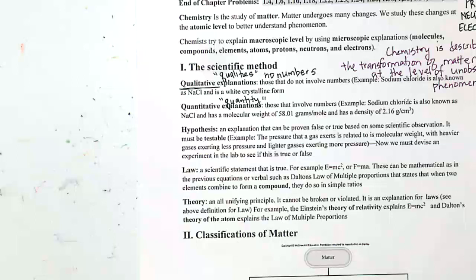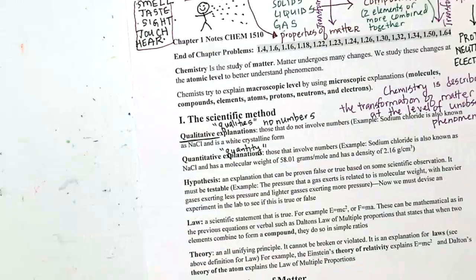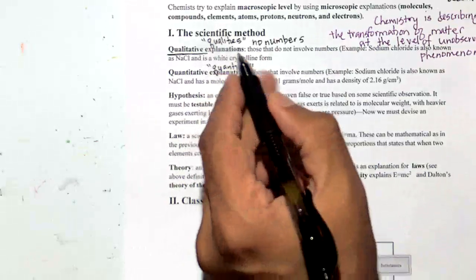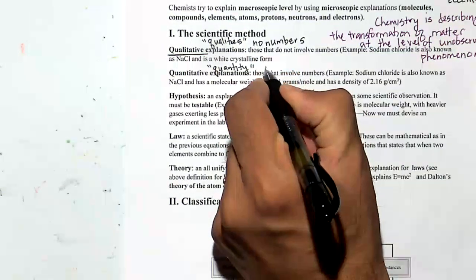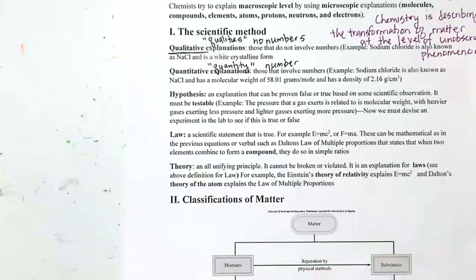That's how I describe matter. Remember, everything is matter. Okay, you are matter, I am matter, this is matter, that is matter. Even the air we breathe is matter. Okay, gas. Air we breathe. So, anytime you're describing something using a number, so while this is no numbers, this is a number. Okay, that's quantitative.